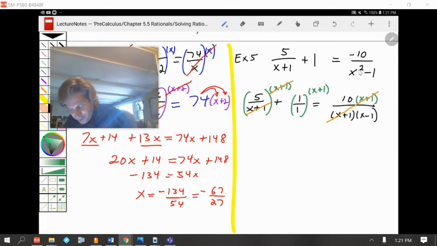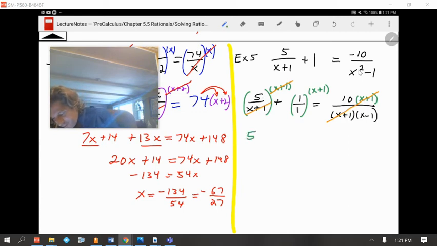So let's go back to green and see what's left over. What's left over is I have 5 plus, what's 1 times x plus 1? Well, that's x plus 1.